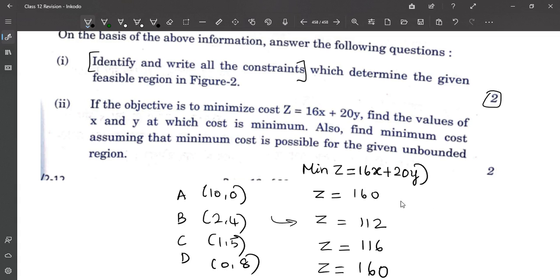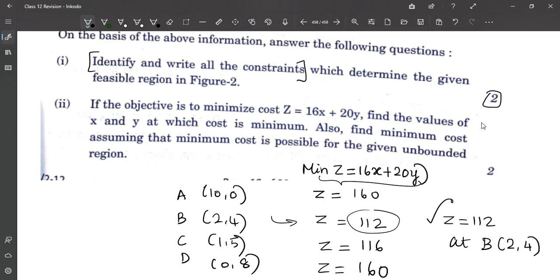If you observe, we don't want the maximum, we want only the minimum of these values, which is z equal to 112, which occurs at point B, which is 2 comma 4, correct? They're not just asking the z value, they're asking the corresponding x value and y value. So x should be 2 and y should be 4. Also find the minimum cost. This is the minimum cost.